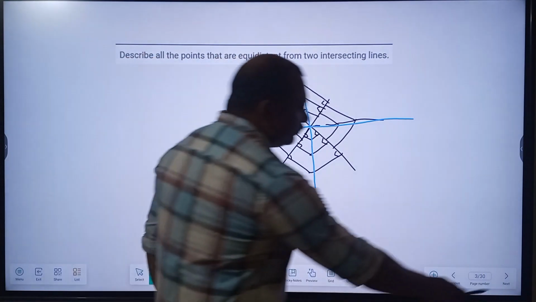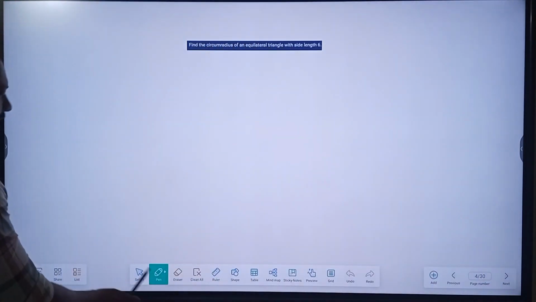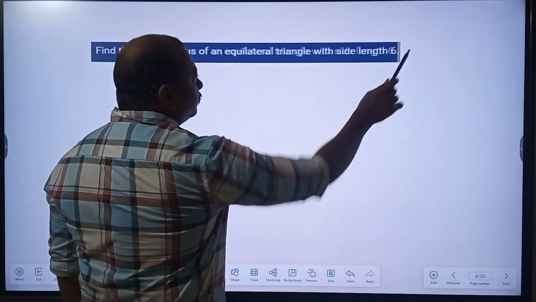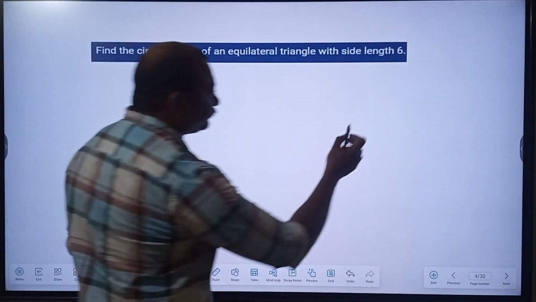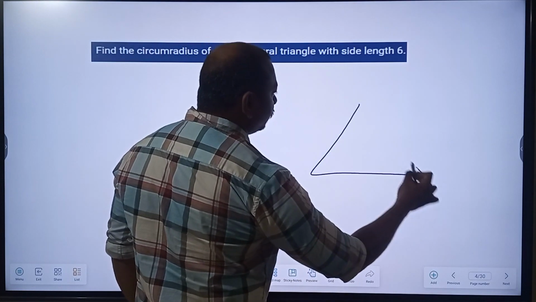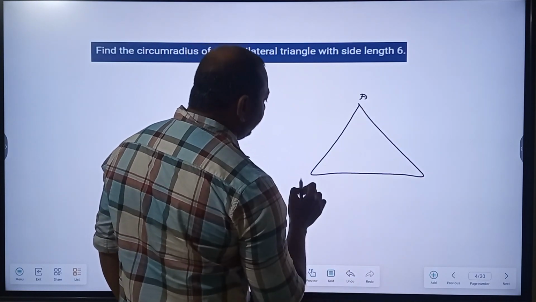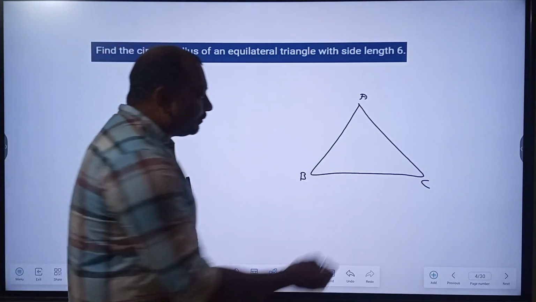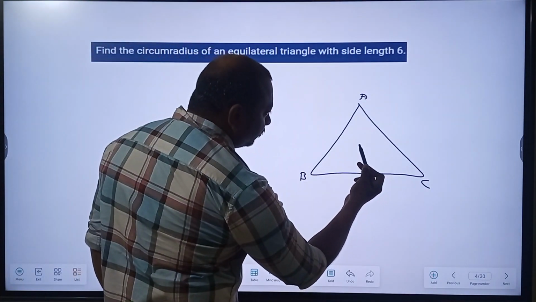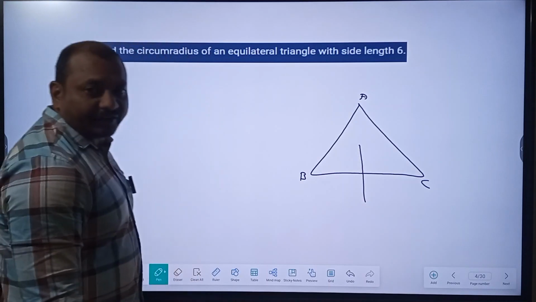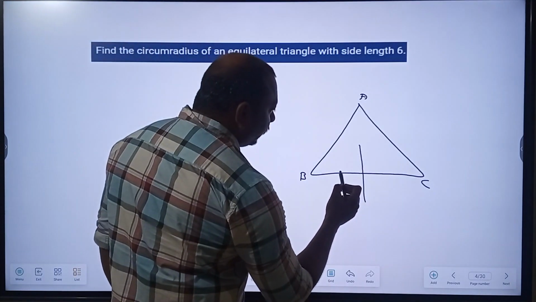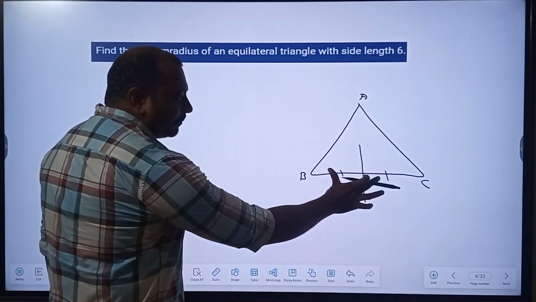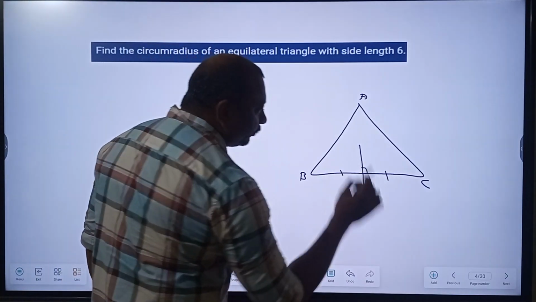Okay, right. Next one. Find the... See, some triangle A, B, C. Okay. What is the perpendicular bisector of this line I am drawing? Perpendicular bisector of this line, passing through definitely the midpoint of this BC and is perpendicular to BC.